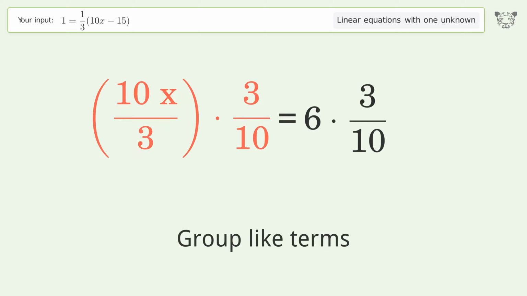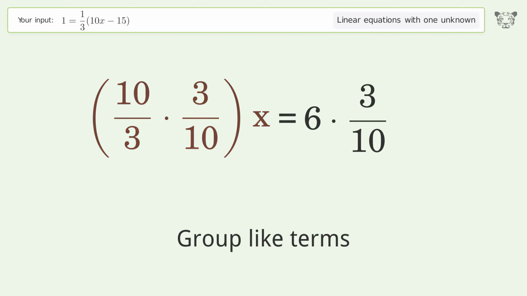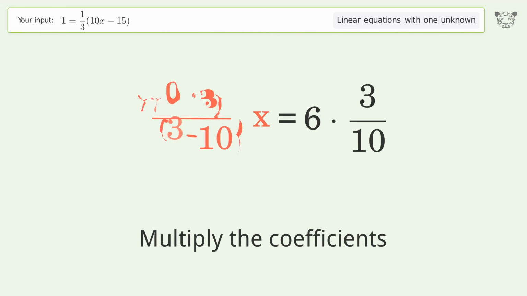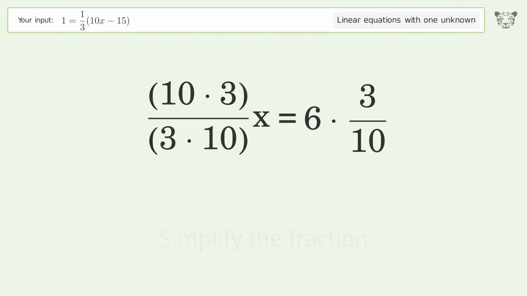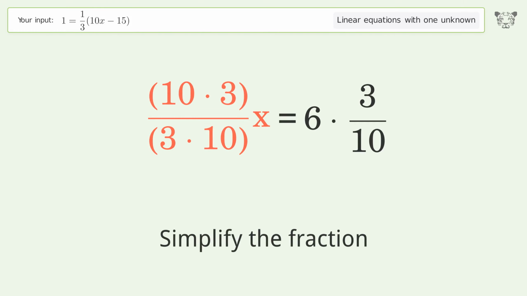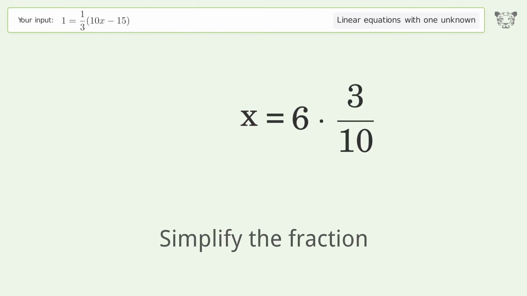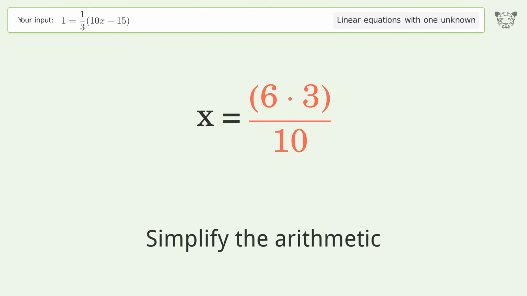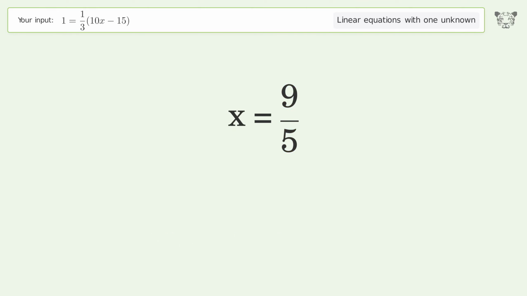Group like terms. Multiply the coefficients. Simplify the fraction. Multiply the fractions. Simplify the arithmetic. And so the final result is x equals 9/5.